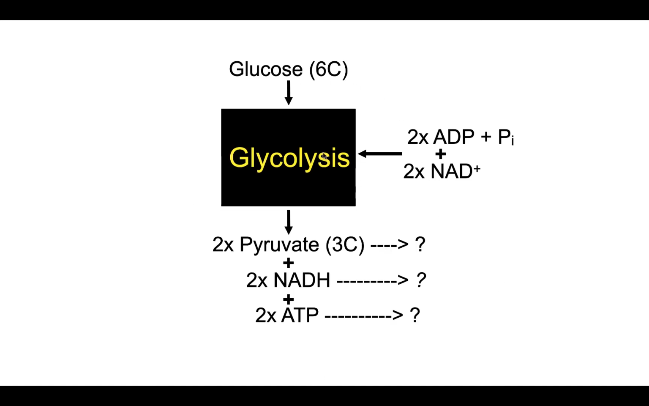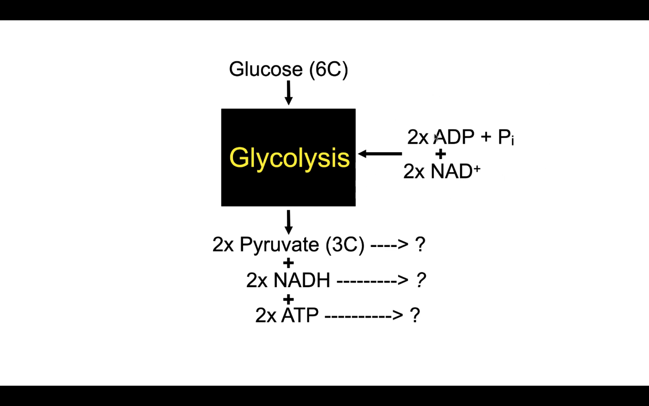So we have our black box of glycolysis, right? That's 10 enzyme-catalyzed reactions that convert glucose into pyruvate. And then in addition, we get a couple NADHs, right? And we get some ATP from substrate level phosphorylation. Now, when there is oxygen around, we can recycle these reactants, right?